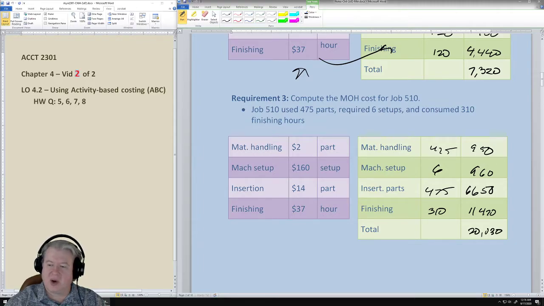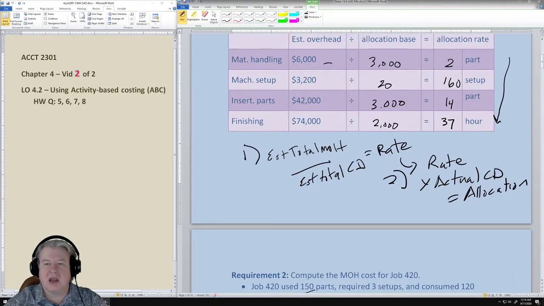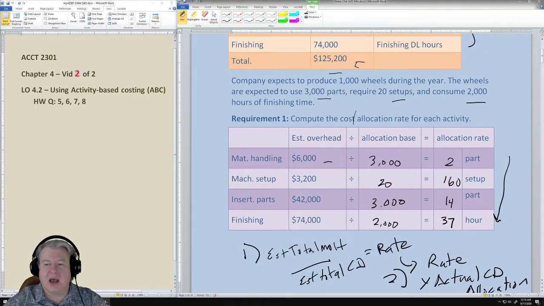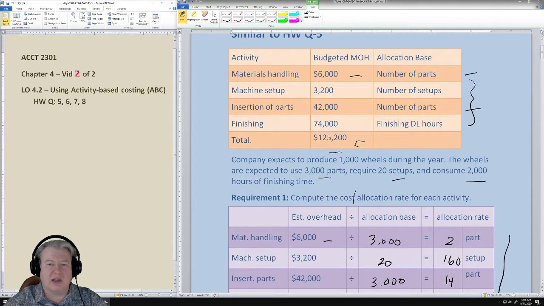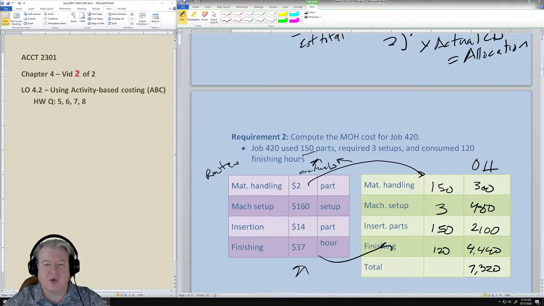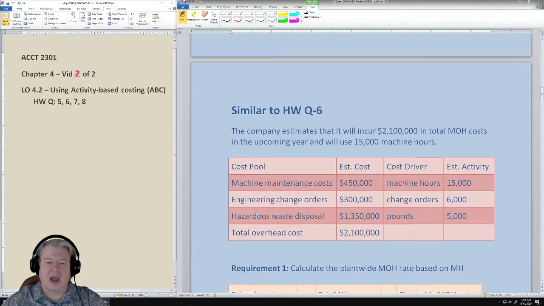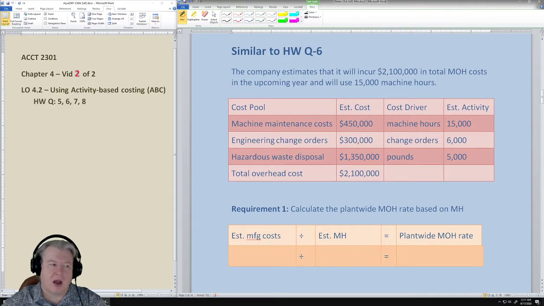So you notice in this question, all we've done is look at it according to the activity-based costing way. We haven't looked at it under a single costing pool. We looked at it under the multiple costing pools. So this question is the easier one to ease you into it. Okay, so let's take a look at question number 6, or one similar to question number 6.